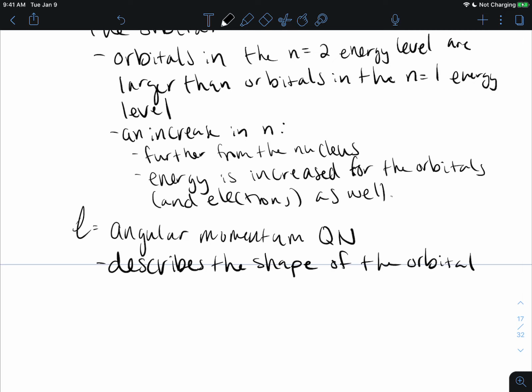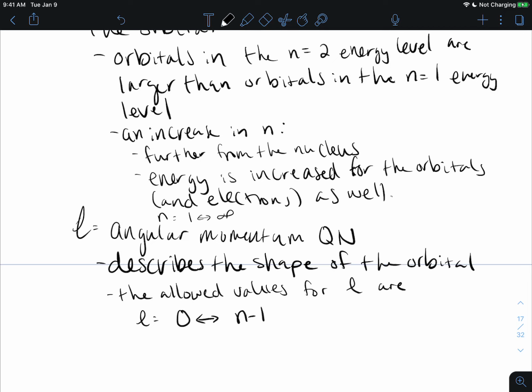Now, we already know that n is anywhere between 1 and infinity. We've already talked about that. But our L value is going to be based on our n value. So the allowed values for L are anywhere between 0 and n minus 1. Okay, so those are our options for L.